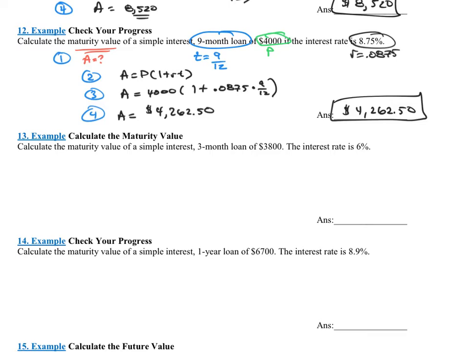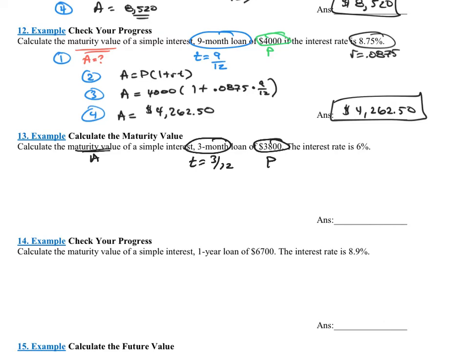The interest rate is 6%. Again, we have to assume that's annual. So they want to know the maturity value, that's A, of a simple interest. That tells me I'm using the A equals P times 1 plus RT formula. 3-month, again, this has to be in terms of years, so I'm going to say 3/12ths of a year.